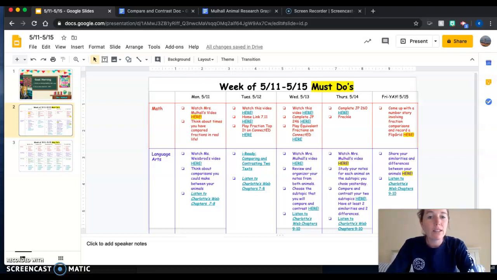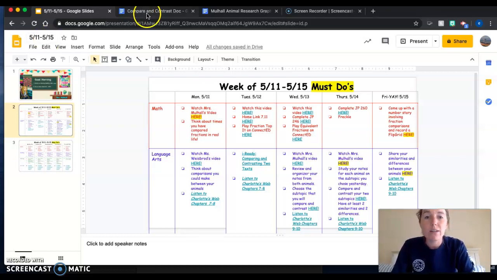So today you're focusing on studying your notes for each animal on the subtopic that we chose yesterday, and then you're comparing and contrasting your two subtopics. And you need to have at least two similarities and two differences. So I'm going to show you and model with tortoises and dogs just how we're going to do that.